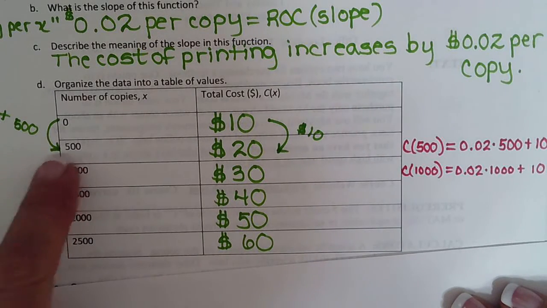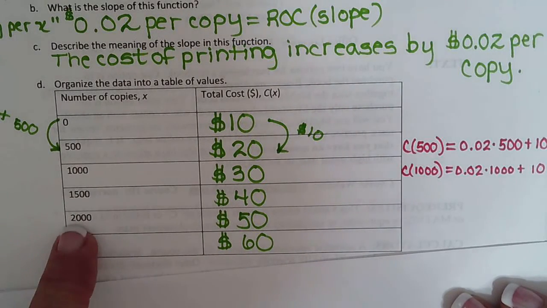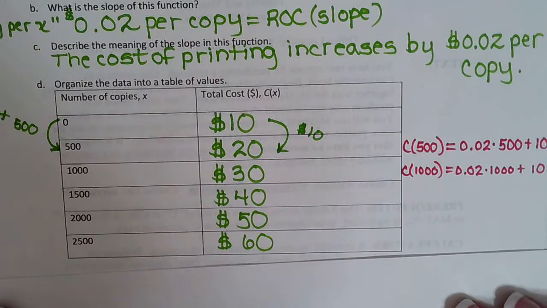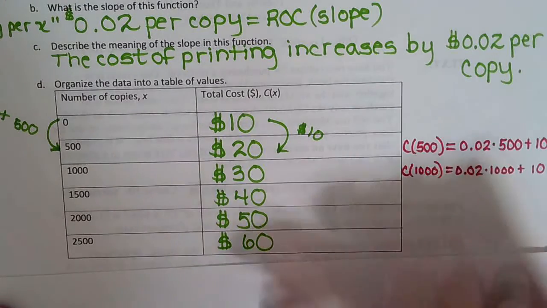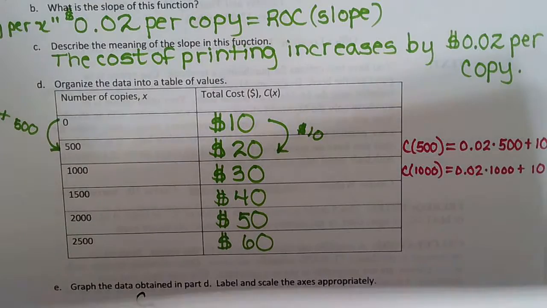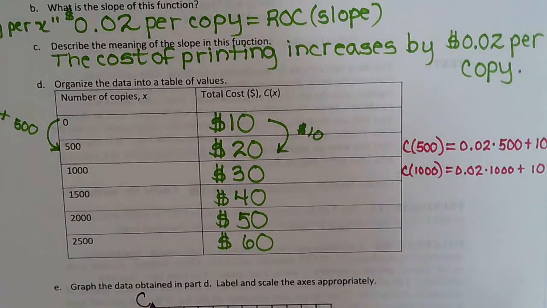And they do add 500, add 500, add 500, add 500. And so I went ahead and filled out the pattern. So just keep adding $10. So next we're asked to graph.